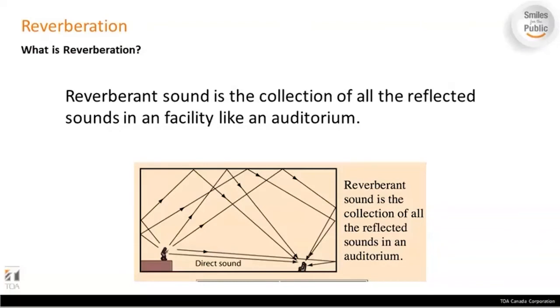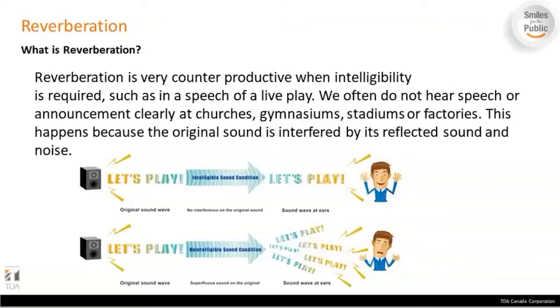But when you go to a theater to watch a movie, it's very silent. Why? Because there are sound absorbing materials and acoustic treatment done. So reverberance is a very, very tricky topic when it comes to designing a system, because it greatly affects the output. It is very counterproductive where intelligibility is required, such as in a speech or a live play. We often do not hear speeches or announcements clearly at churches, gymnasiums, stadiums, factories, or in a warehouse.